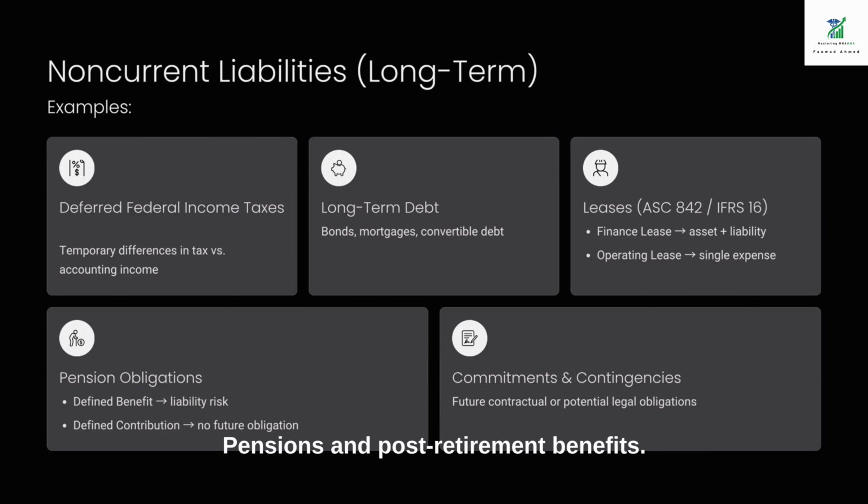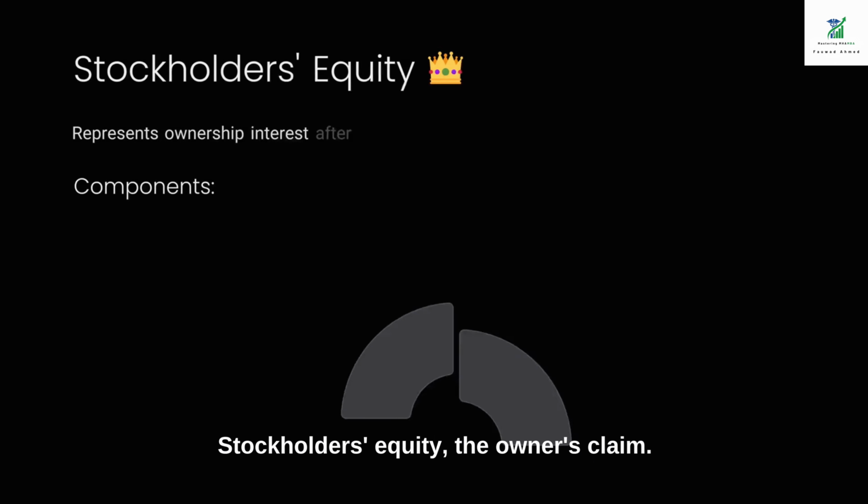Pensions and post-retirement benefits. Defined benefit plans create long-term liabilities. Defined contribution plans limit the obligation to the contribution itself. Commitments and contingencies, future contractual obligations or potential lawsuits, are often disclosed in notes. Stockholders' equity, the owner's claim.